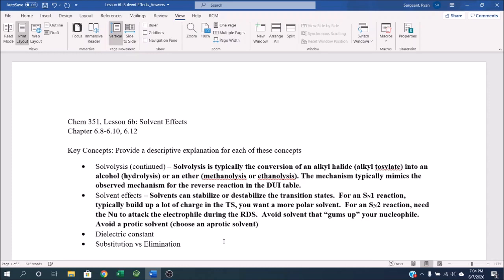So let's say I have two different aprotic solvents. They both will work just fine for SN2. How do I decide which of those would be a better solvent? And the answer is, I don't know. So I won't ask you that.